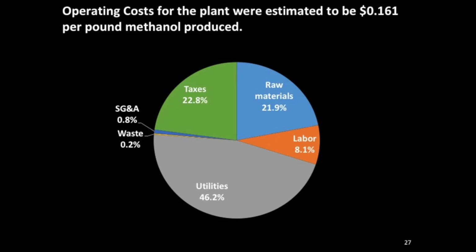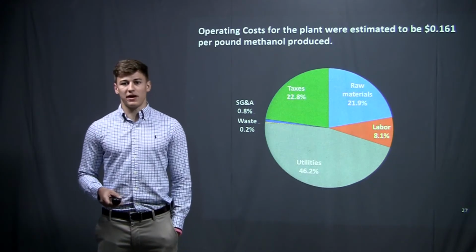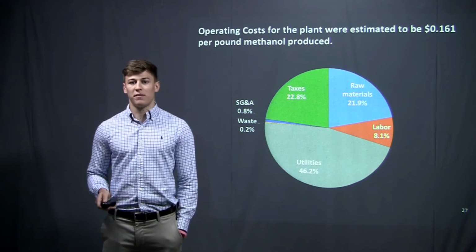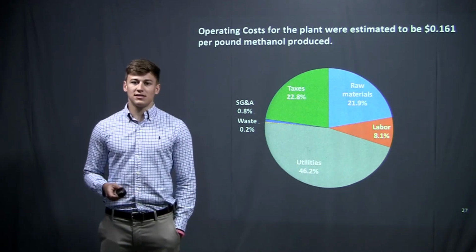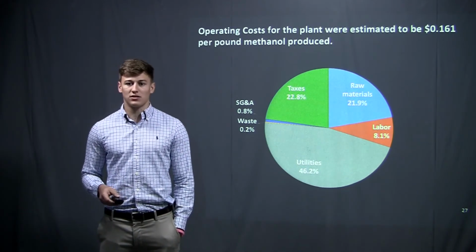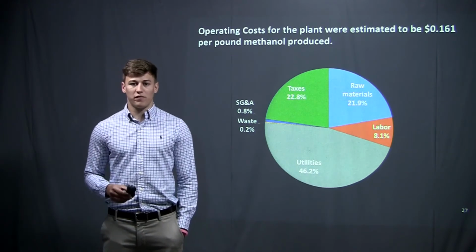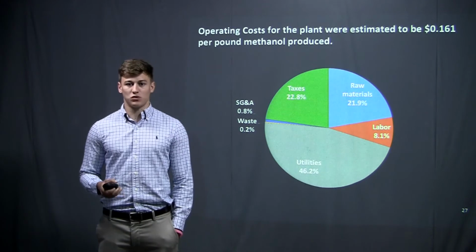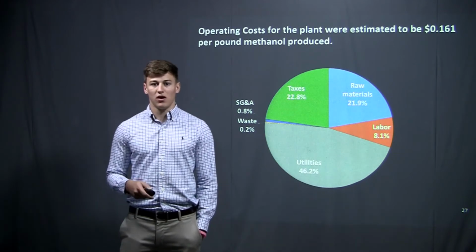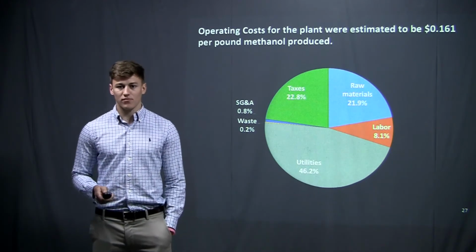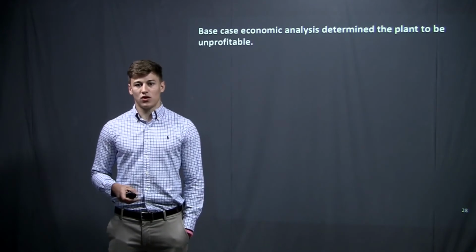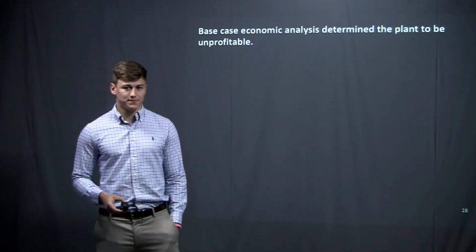Next we're going to look at the overall cost and how utilities play a role in operating the plant. The plant is estimated to cost about 16 cents per pound of methanol to run. The taxes are based off of capital cost. So if we could figure out ways to lower our capital cost, we could lower our taxes, which would decrease the size of that chunk of our operating cost. Next, I'm going to pass it over to Matt.